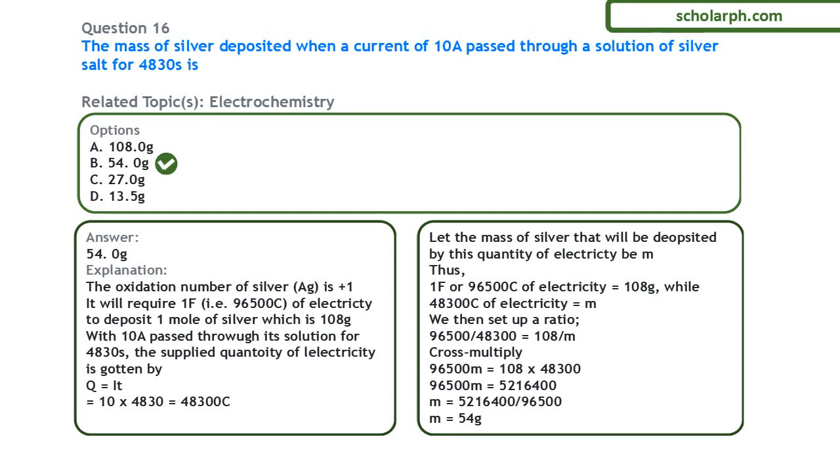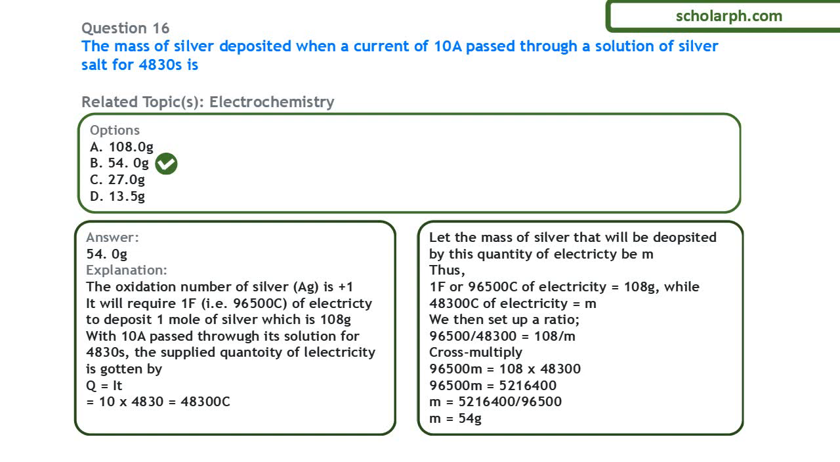48,300 is going to produce M. Then we are going to set up a ratio here. 96,500 divided by 48,300 is equal to 108 divided by M. Then we cross multiply. If we cross multiply, this M comes here, so this becomes 96,500 times M. So we have this, and on this side you have 108 times 48,300.